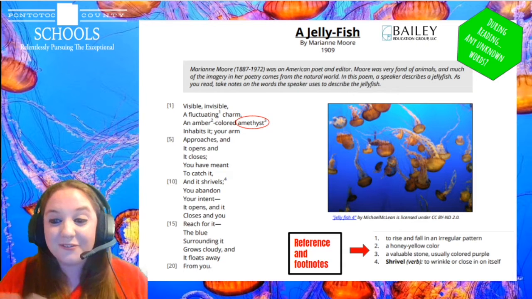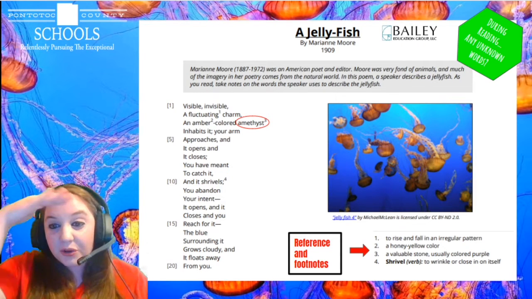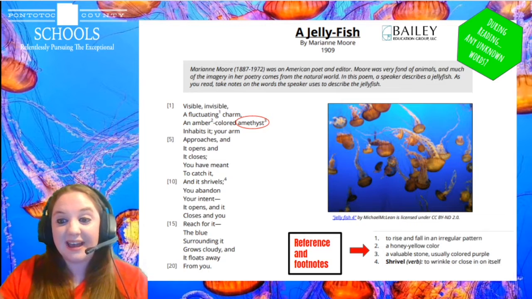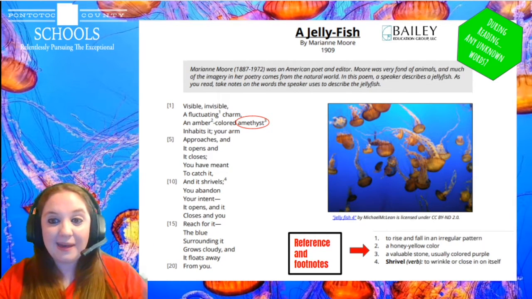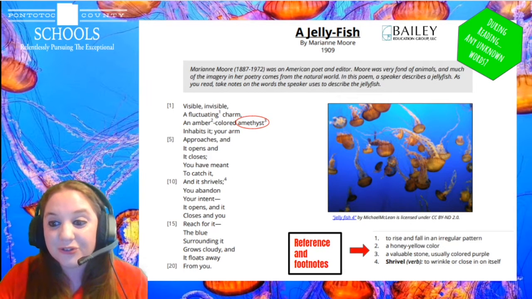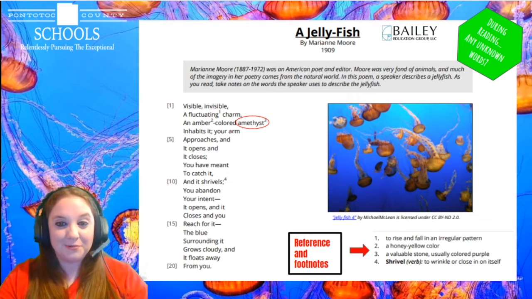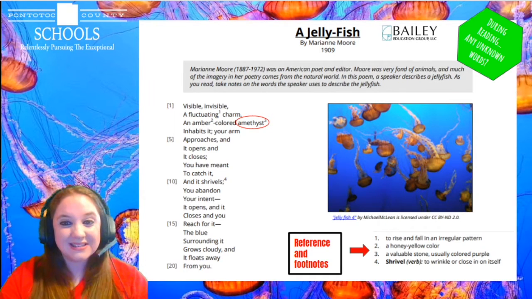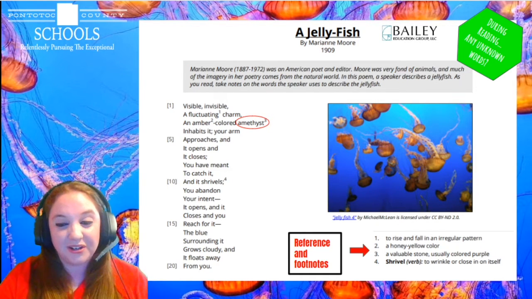Great! It's reference and footnotes. Notice the tiny 3 beside the word. I can look beside the 3 at the bottom of the page to see the meaning. Amethyst is a valuable stone, usually colored purple. Now I know exactly what an amethyst is, and it makes more sense to me as a reader.